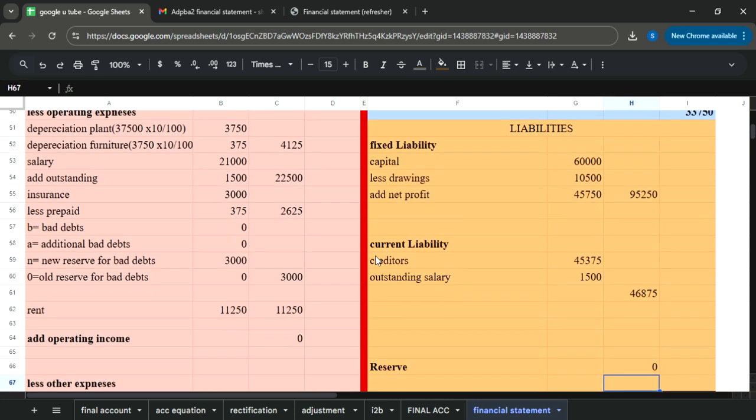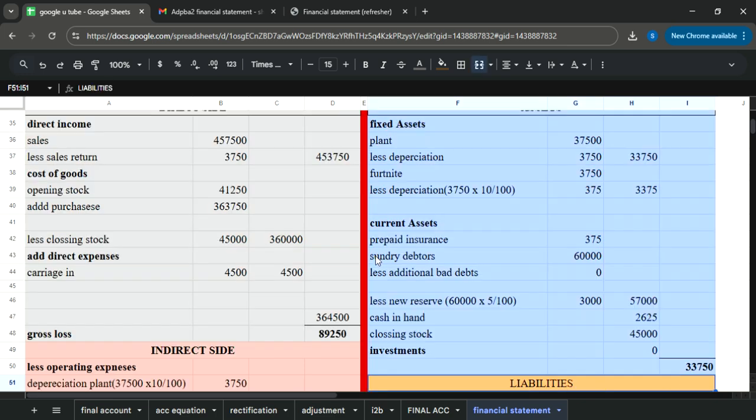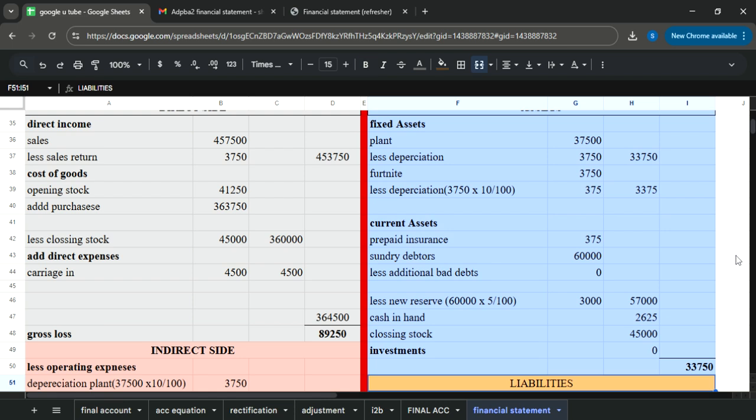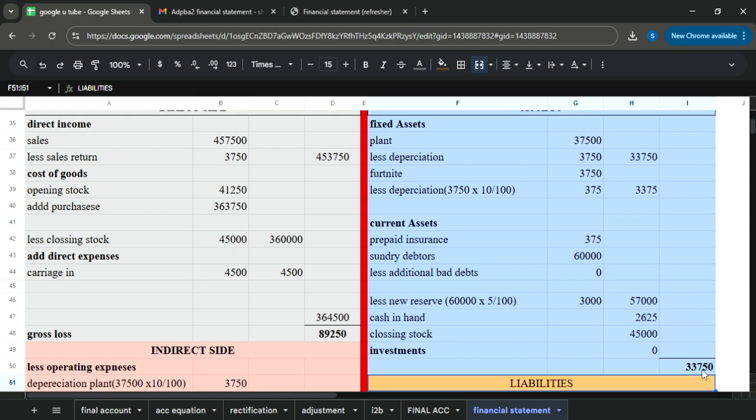Okay, next there is no reserve, so finally we can calculate. Look at here, total of balance sheet is 142,125, and here total of liability side is 142,125. Since it was 0, this is total of fixed liability, total of current liability, reserve 0, and final answer you have got. Alright guys, now we are going to calculate total fixed assets.